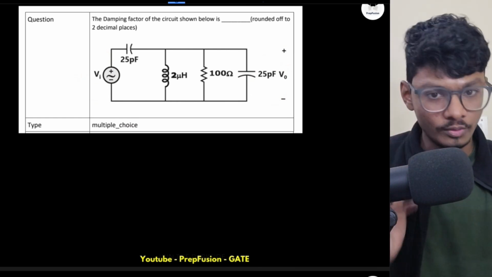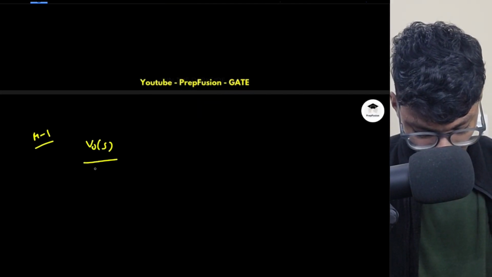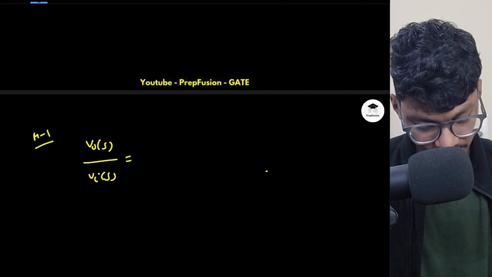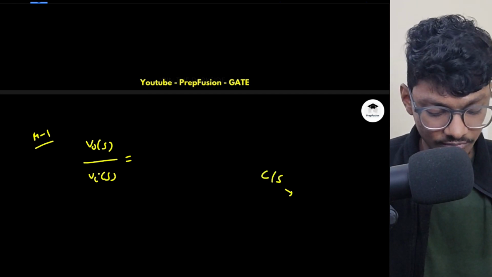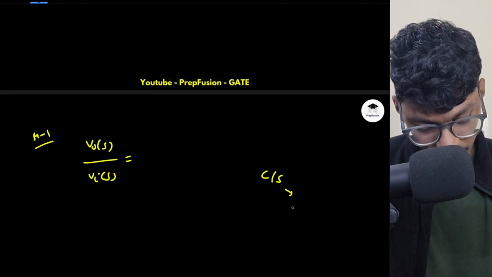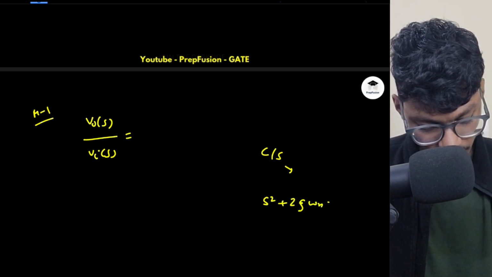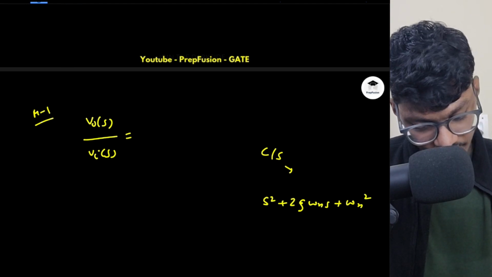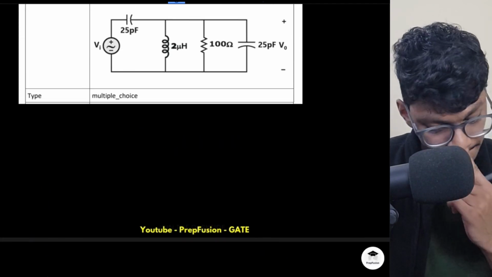Now there are two ways to solve. Method one is with simple Laplace. You write Vo of s by Vi of s. You find the transfer function, and from there you write the characteristic equation, the denominator. Denominator will be your characteristic equation. From there you find zeta. You compare with the standard characteristic equation, that is s square plus 2 zeta omega n s plus omega n square. You compare these two, and then from here you will be able to find the value of zeta, that is the damping factor.